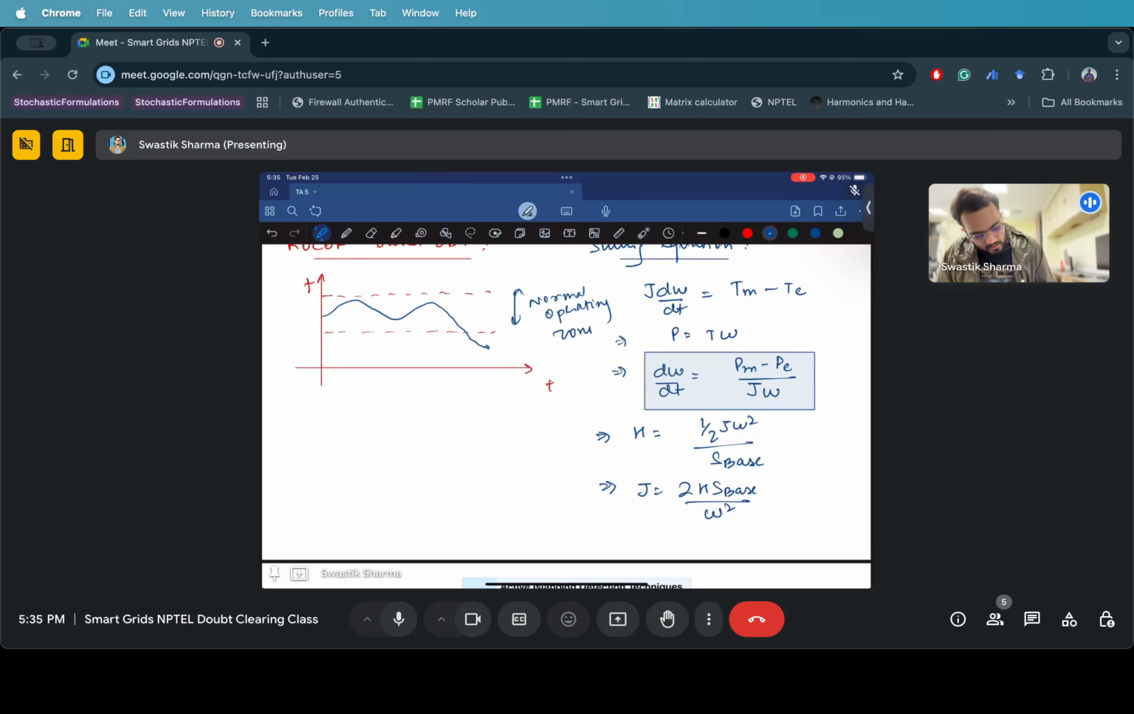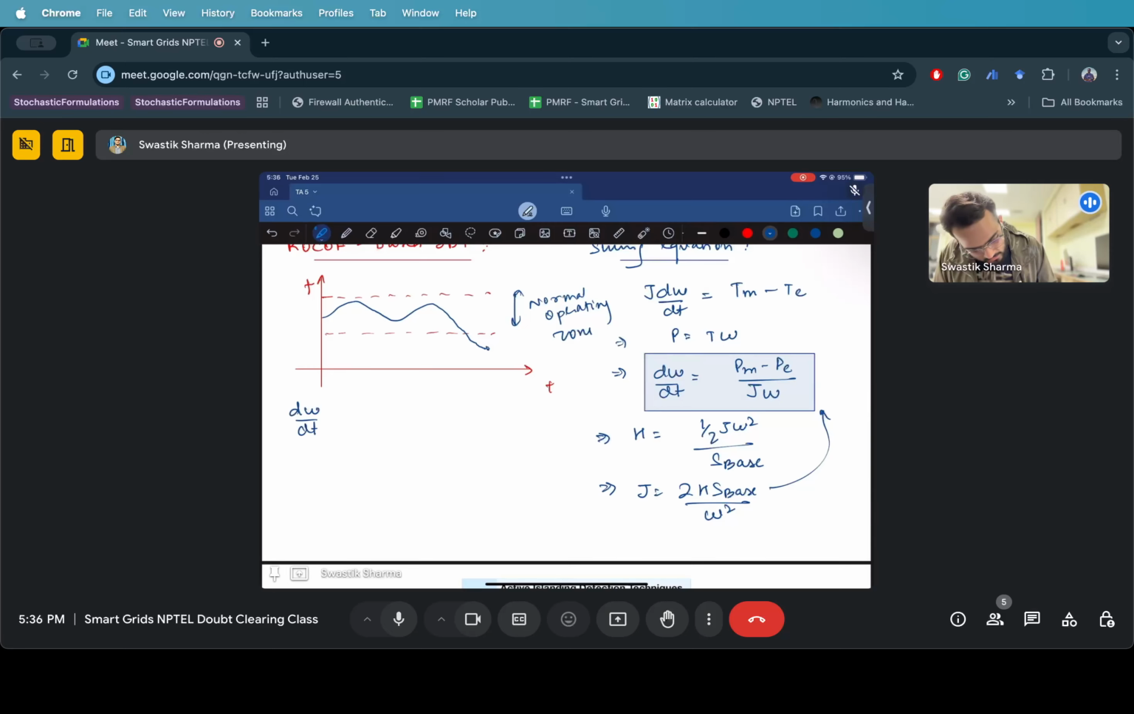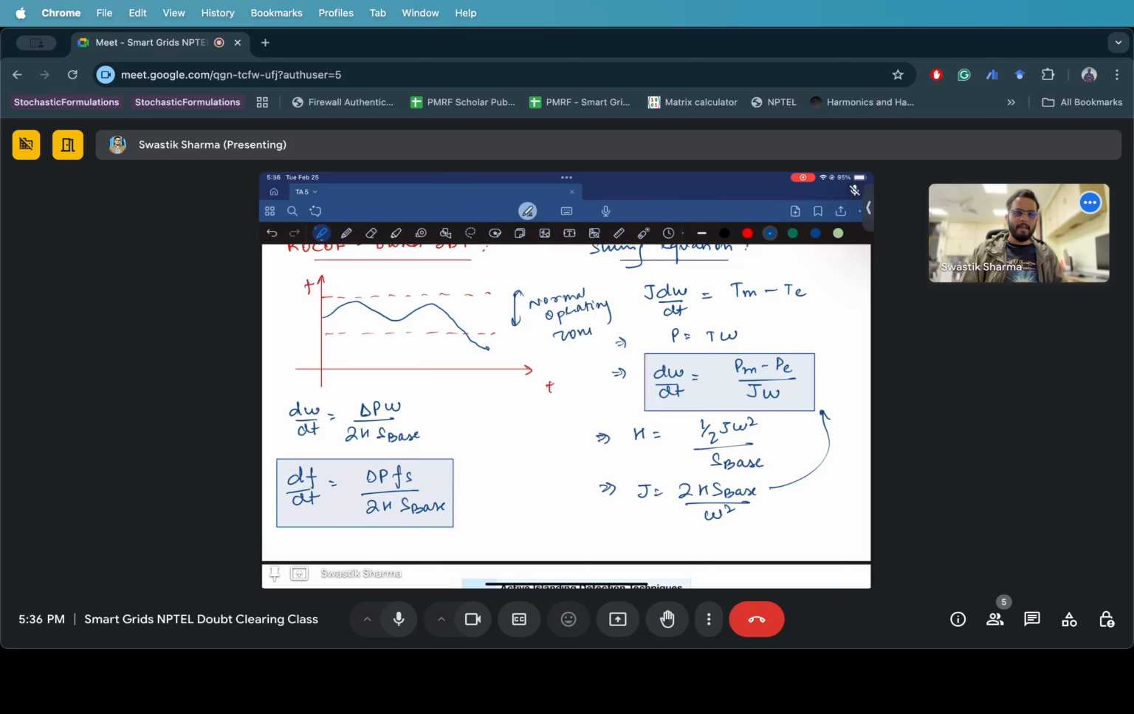And if we substitute this in this, we get d omega by dt is nothing but del P, let's write it like that, upon 2H S base into omega, right? And if we convert it into frequency domain, it is nothing but df by dt, which equals del P f s upon 2H S base, right? So this is the formula. It's not in pu. When it is in pu, it will only be del P upon 2H, right?